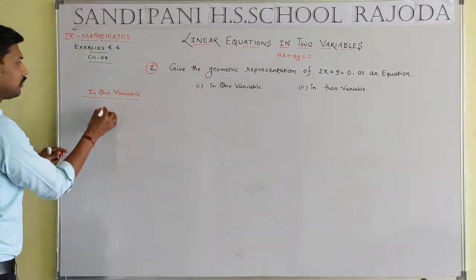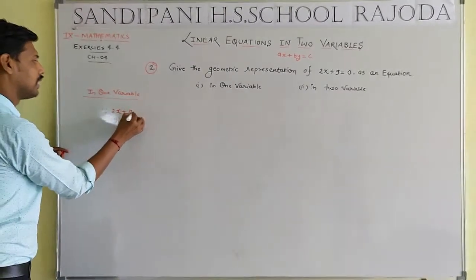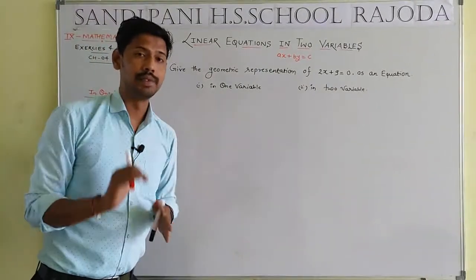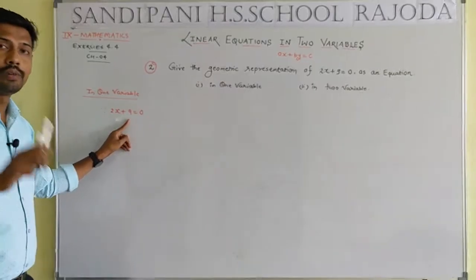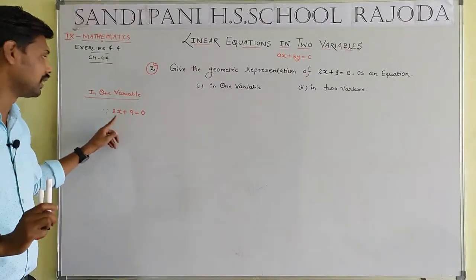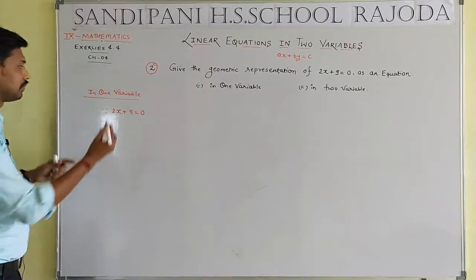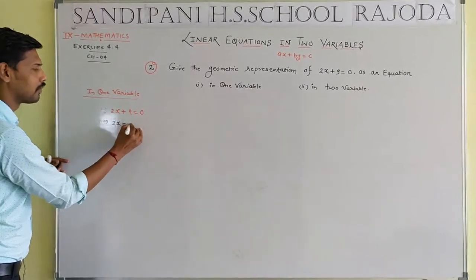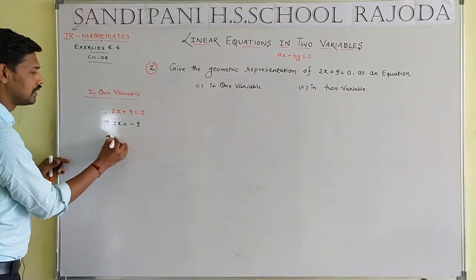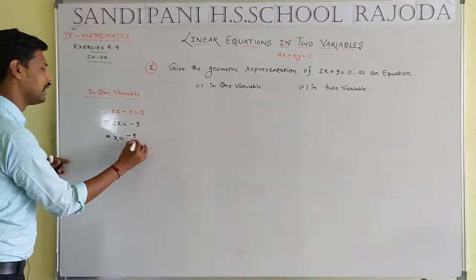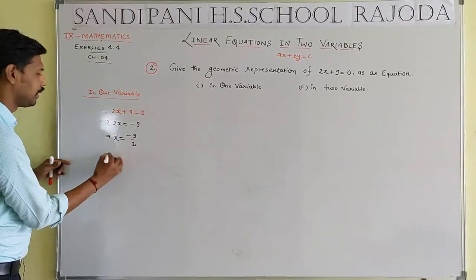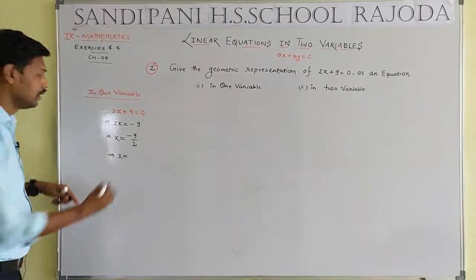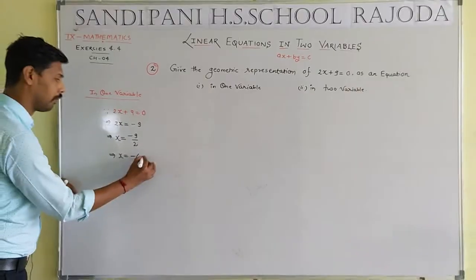Now the equation is 2x plus 9 equal to 0. Students, here y is absent, so the value of y will be equal to 0. That means we get the value only in the form of x. Understand, 2x plus 9 equal to 0, such that 2x will be equal to negative 9 and x will be equal to minus 9 by 2. Minus 9 by 2 is minus 4.5, since half of 9 is equal to 4.5.